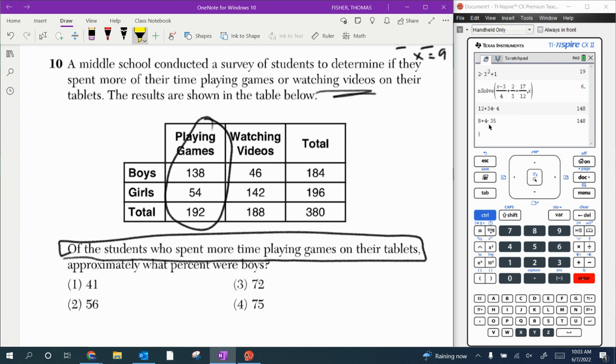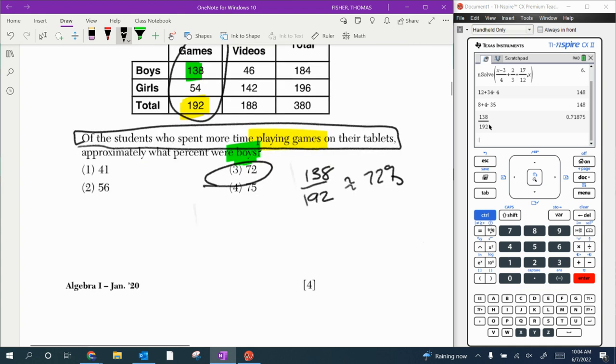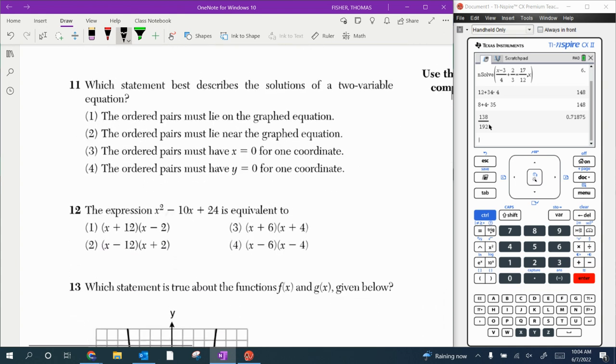So out of those who spend more time playing games, that's our total we want. Out of 192, what percent were boys? So that's our numerator. Out of 192, how many were boys? That makes the fraction. And then we just want that as a percent. So 138 divided by 192 equals about 72%. Done. There we go. Just be careful how you read that one.